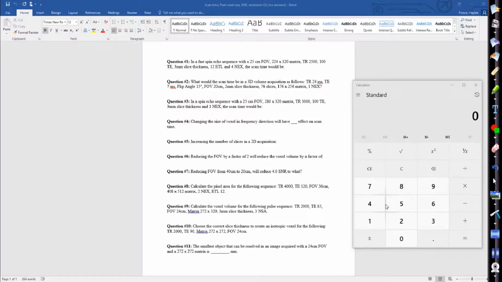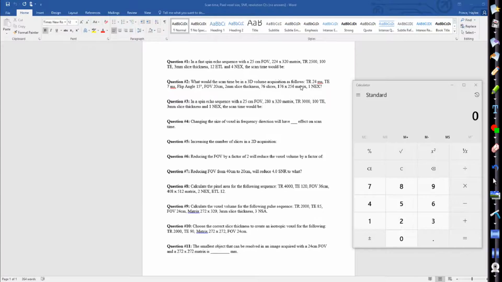All right, so we're back from a little bit of break. Students have been working on this worksheet for a little bit, but now we are going to review it. So let's start with question 1 here. In a fast spin echo sequence with these parameters, what would the scan time be?